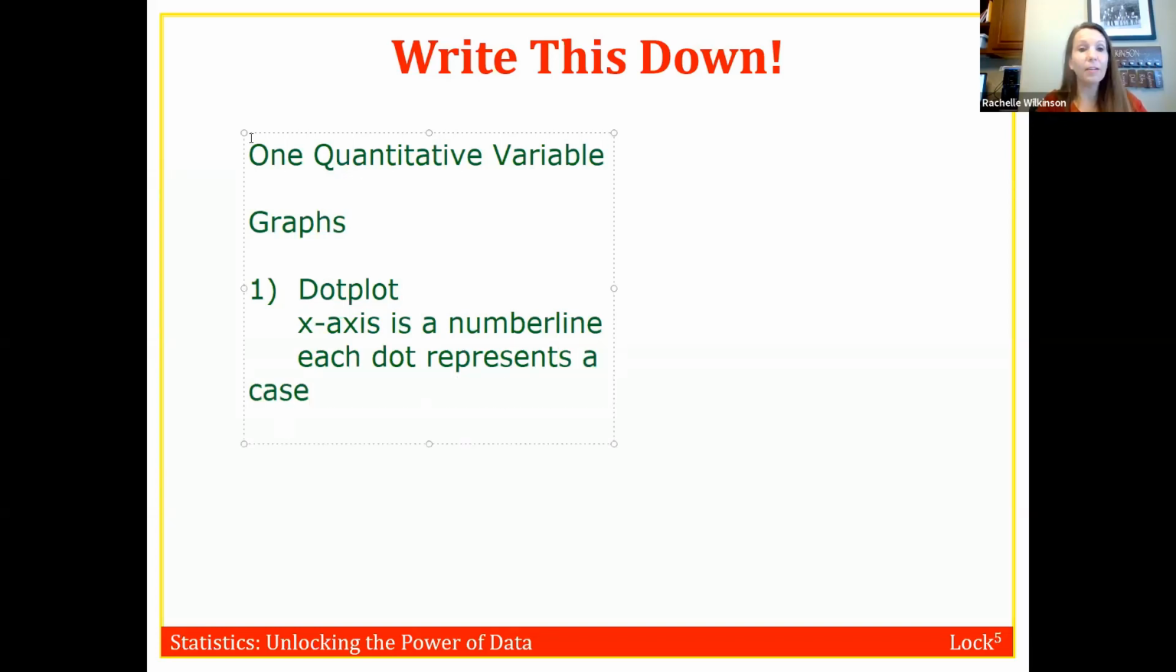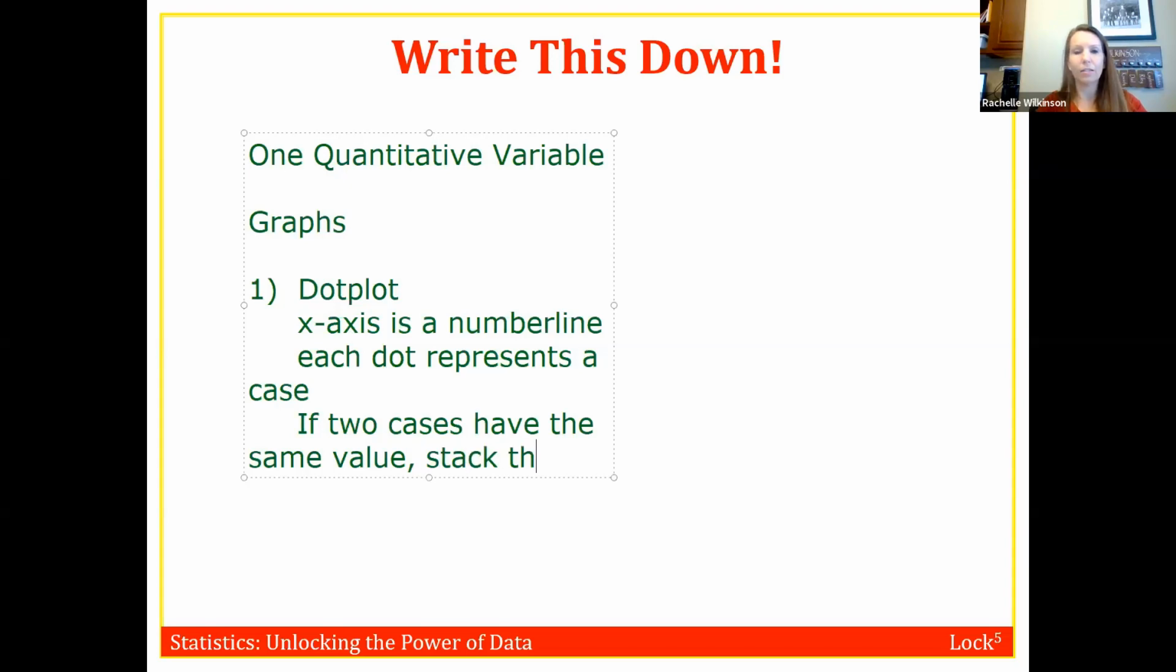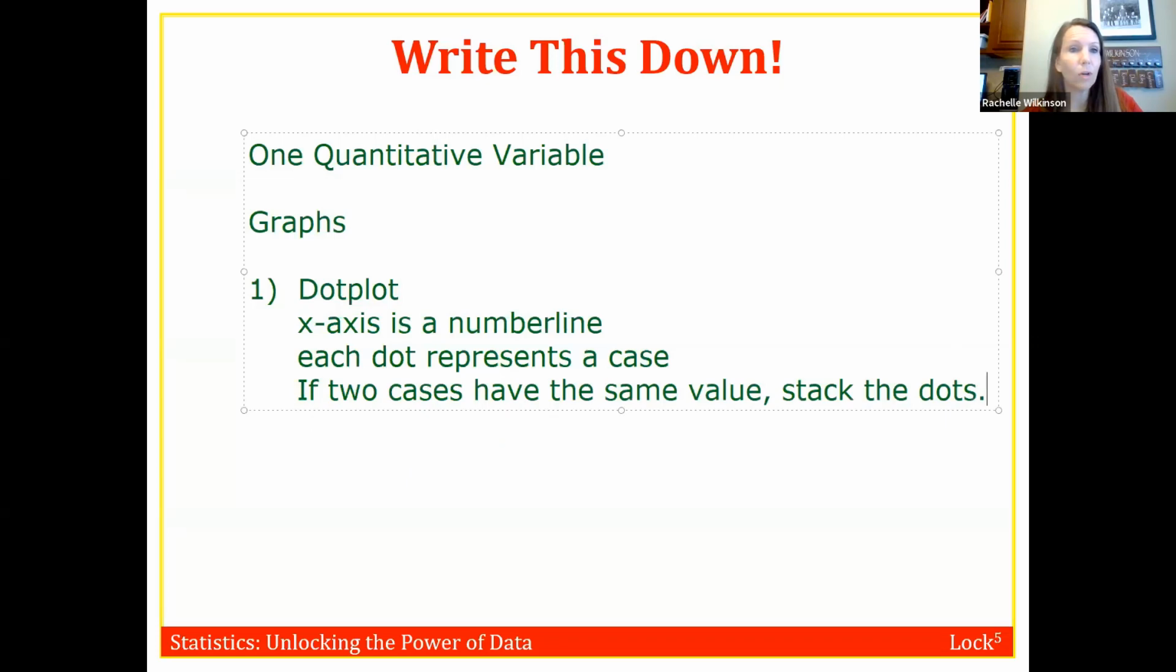And if two cases have the same value, then we just keep stacking them on top of each other. So if two cases have the same value, stack the dots. So a dot plot is a very basic graph. It's easy to construct by hand, which makes it kind of handy dandy. So we're going to go ahead and look at doing a dot plot.